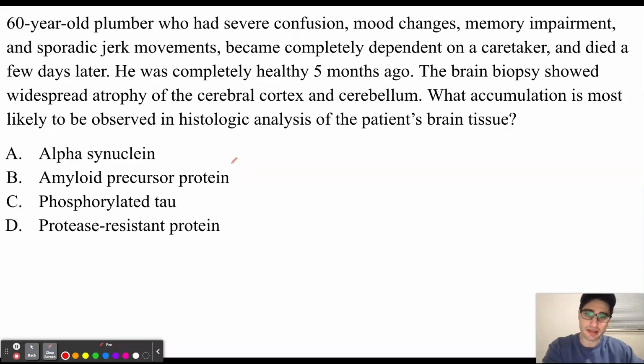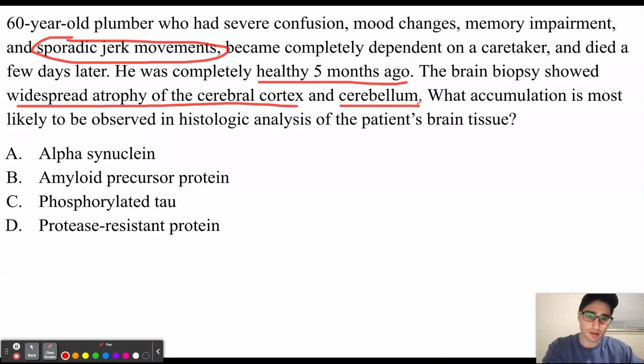Now, there are a couple of key findings that we need to be aware of. The first one is that this patient was completely healthy 5 months ago, so he had rapid degeneration. Another important finding is myoclonus. So this patient had involuntary, jerky, sudden movements. And third is that the patient experienced widespread atrophy of the brain that included the cerebellum. Now remember, neurodegenerative diseases are usually going to leave the cerebellum alone, so this is an important finding.